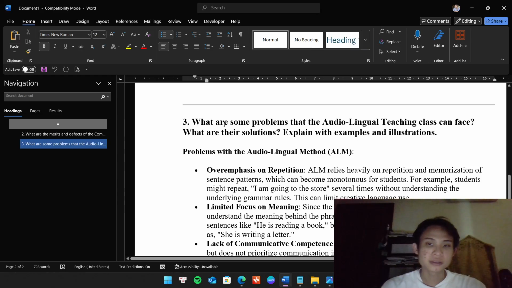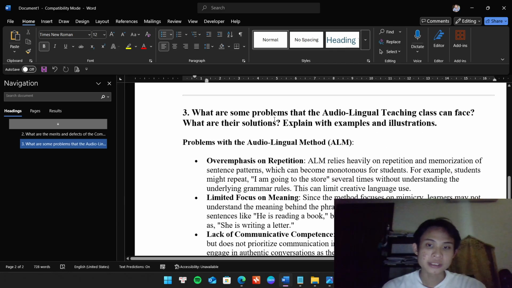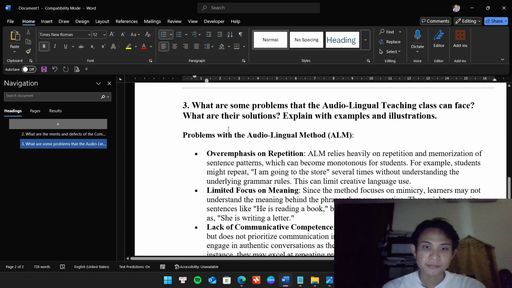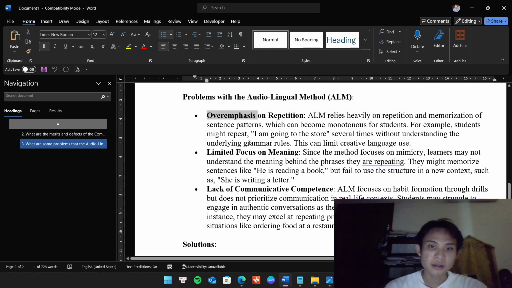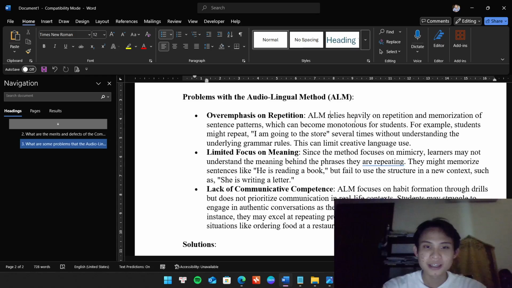For the last question, we're going to discuss the problems of the audio-lingual method, ALM, that the class can face. The problem with ALM is the overemphasis on repetition. That means a student in class may be required to repeat the same sentence multiple times, and that could be monotonous or make students bored.